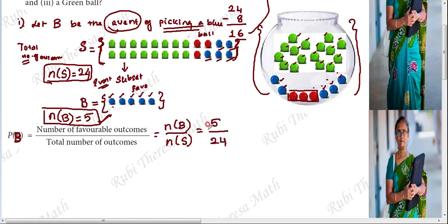5 by 24 simplify பண்ண முடியுமான்னு check பண்ணிக்கணும்டா கண்ணா. So because we have to write the probability answers in its simplified form. So 5 by 24 இதுக்கு மேல நம்ம simplify பண்ண மாட்டோம். There are no common divisors. So this is the final answer. 5 by 24 is the probability of picking out a blue ball from this pot. சரியாடா கண்ணா? So இது easy தானே?